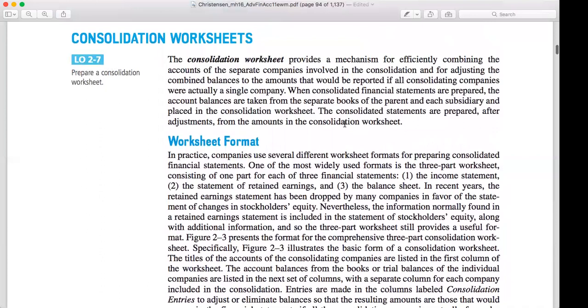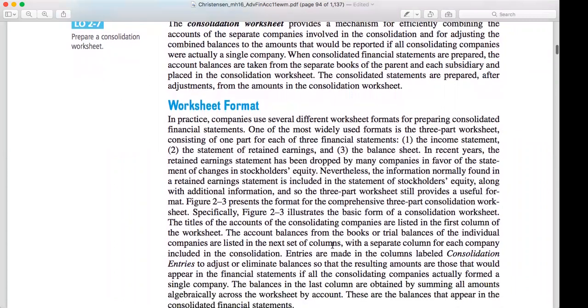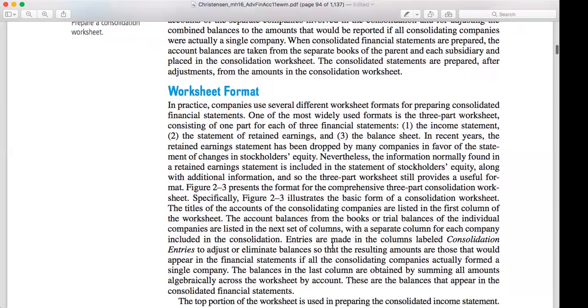So this is a mechanism for combining the accounts of the separate companies involved in consolidation. For example, company A and company B have their own worksheets, right? So we need to do the consolidation worksheet to combine them together and adjust the balances, so that it becomes one single set, right? When we make the consolidated financial statement, the account balances taken from the separate books of the parent and subsidiary will be placed in the consolidation worksheet, right?